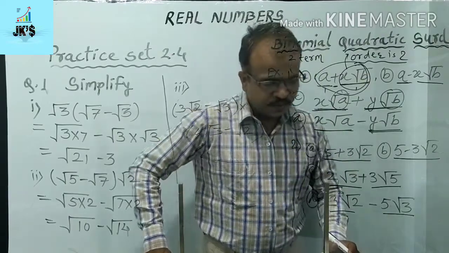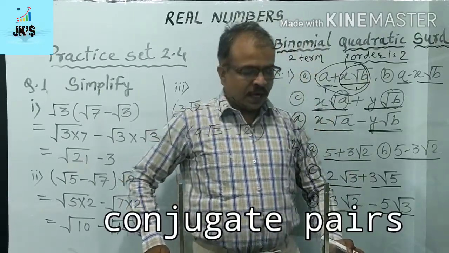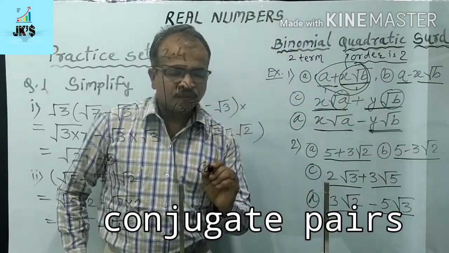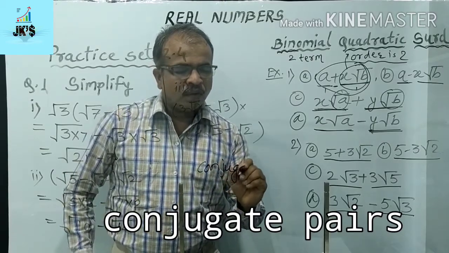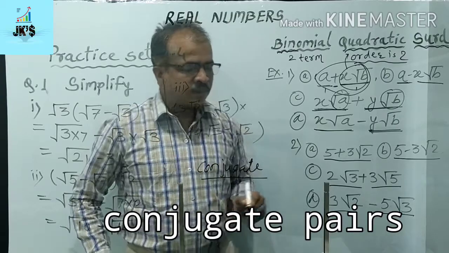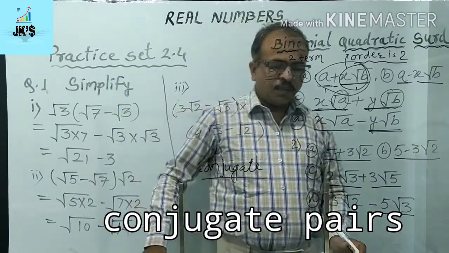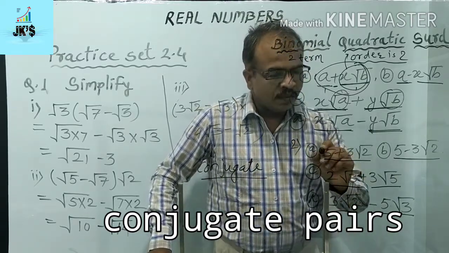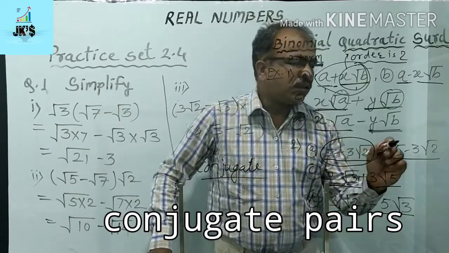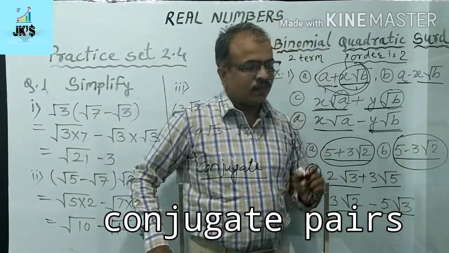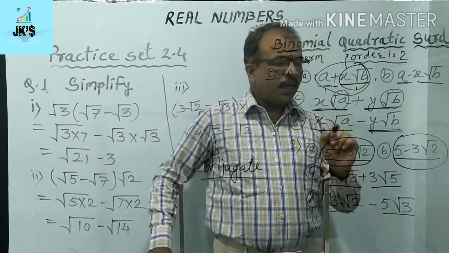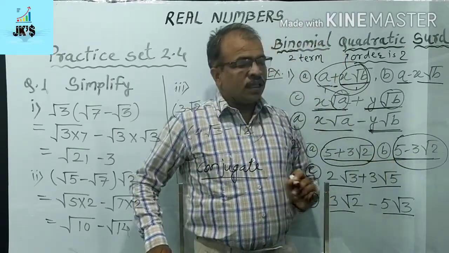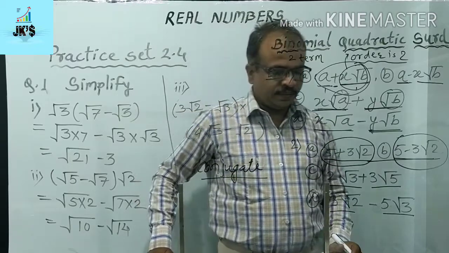Then the new term in this topic is the conjugate pair. Conjugate pair means the product of two conjugate pair binomial surds is a rational number. If two binomial quadratic surds whose product is a rational number, then they are known as the conjugate pair.